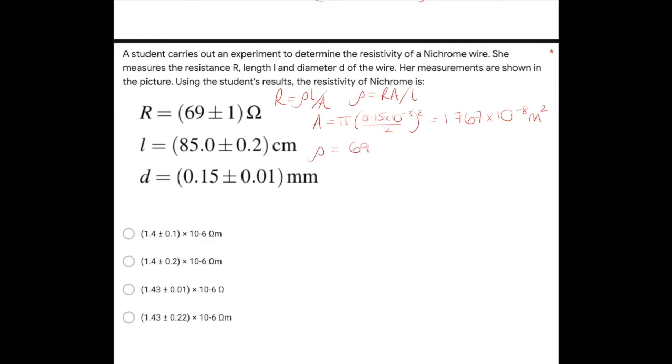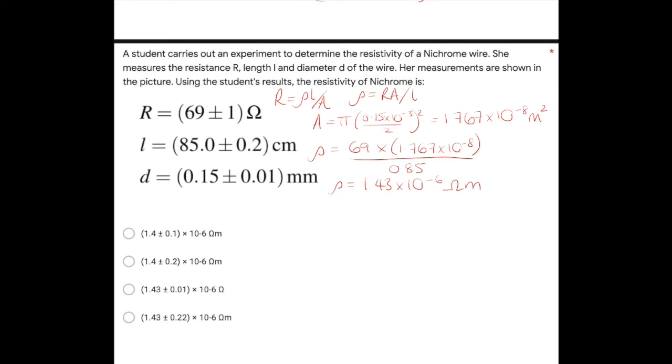From that, we can work out our value for resistivity. So we had 69 as our resistance, multiplied by our area, which we've just worked out, and divide that by our length, which was 85 centimetres, giving us a value for rho of 1.43 times 10 to the minus 6 ohm meters. And again, we can see that that's right from the options we've got below.